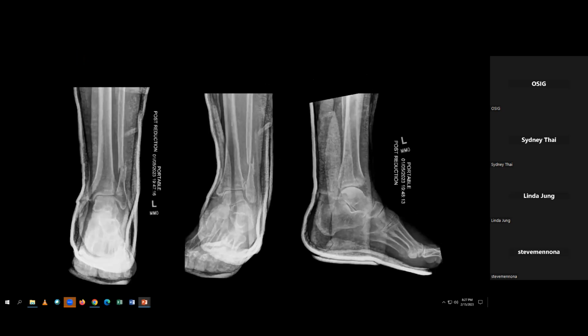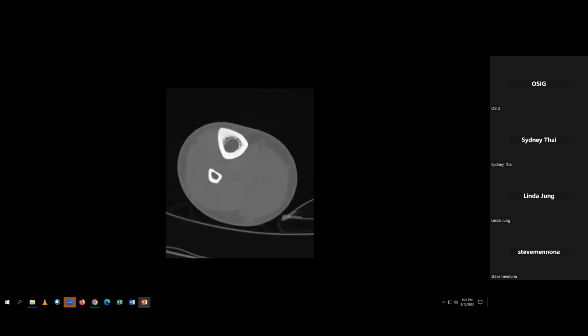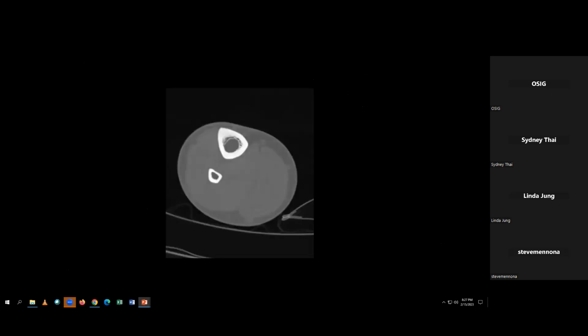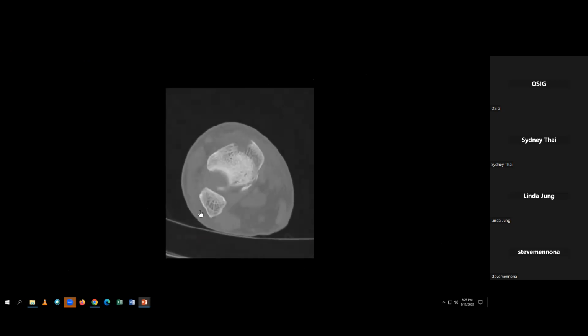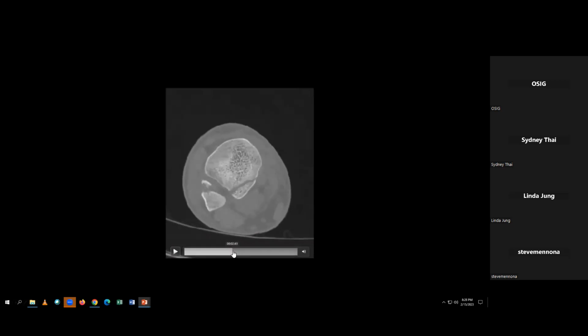What's that? Oh, I don't have a nail. Yeah. As a Weber C, there's a little posterior mal here. CAT scan. So like Anna was saying before, a lot of the posterior malleoli we leave. We don't have to do anything for them unless it takes up like 25% of the surface area. So this one, you just treat it like a regular bimal.